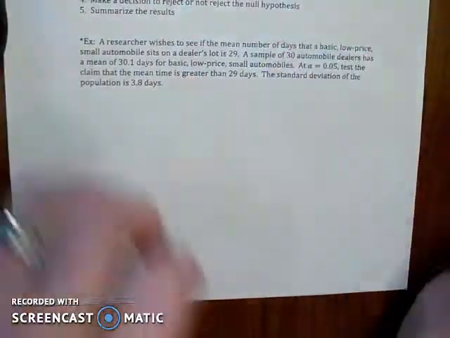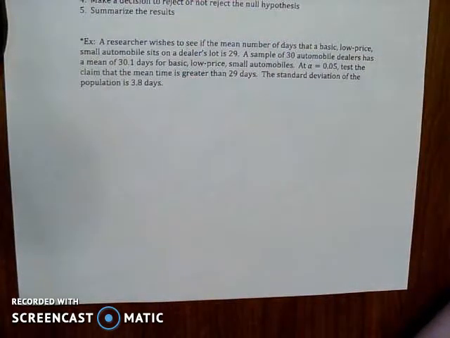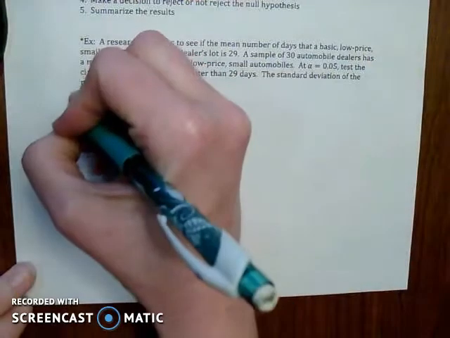All right, so here's how it's going to work. A researcher wishes to see if the mean number of days that a basic low-price small automobile sits on a dealer's lot is 29. A sample of 30 automobile dealers has a mean of 30.1 days for those automobiles. At alpha equals 0.05, test the claim that the mean is greater than 29 days. The standard deviation of the population is 3.8 days. All right, so lots of information.